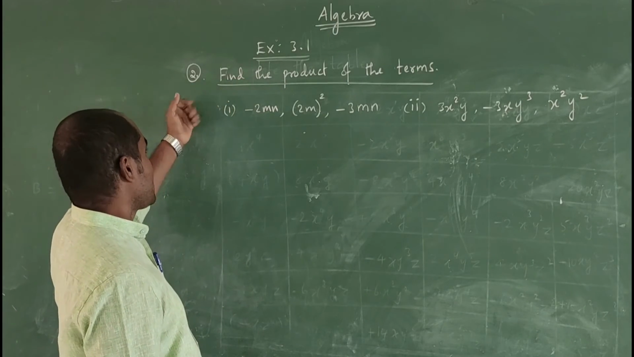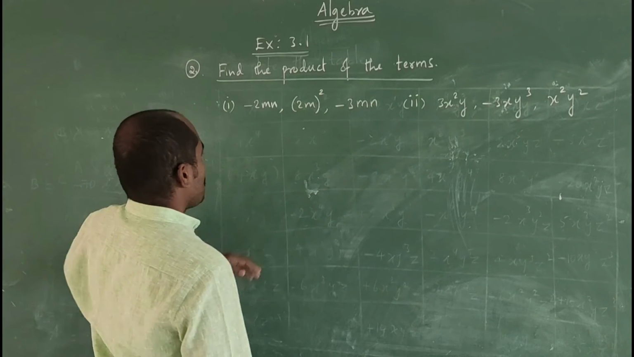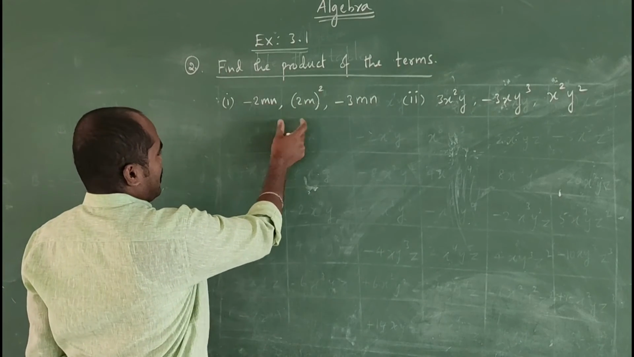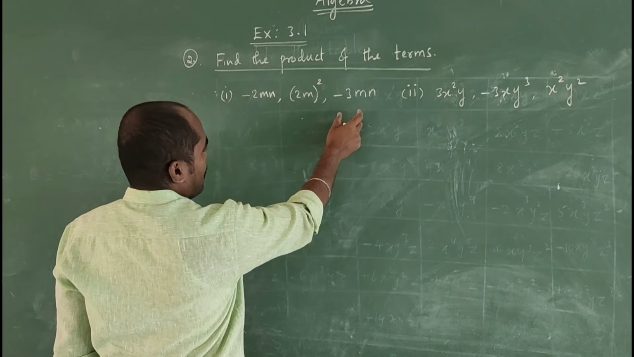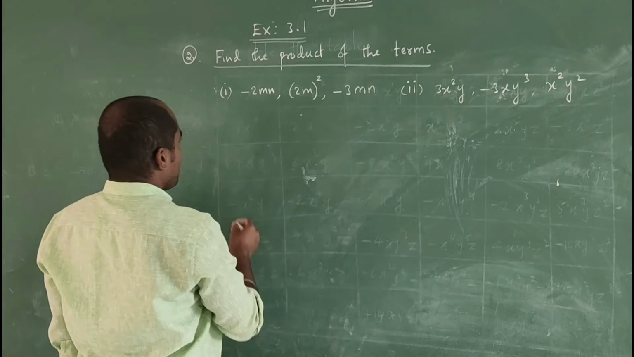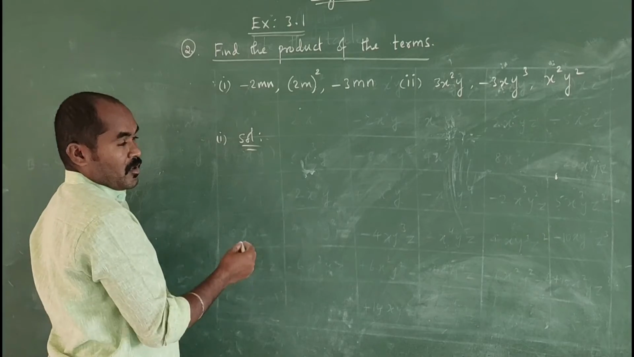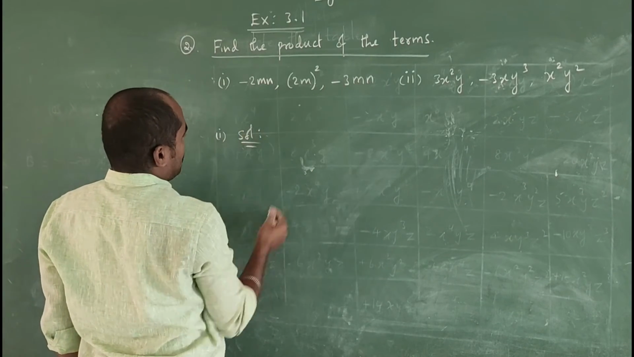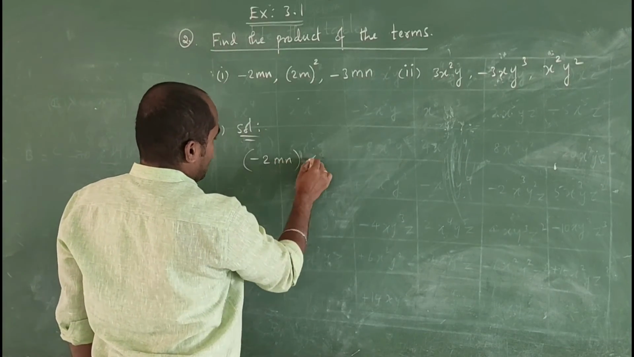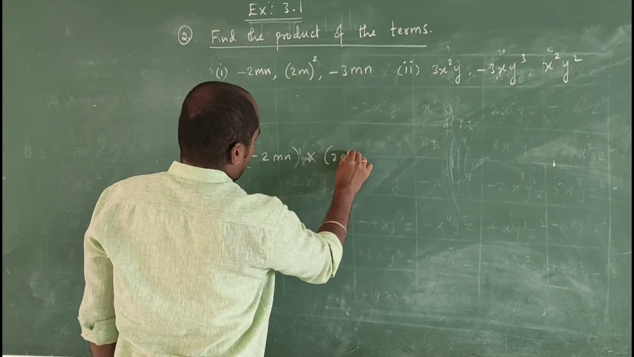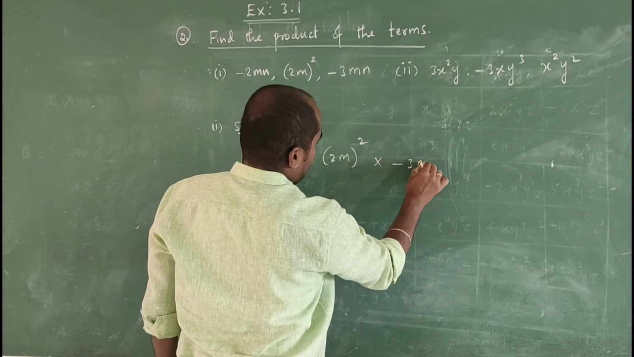Exercise 3.1, second sum. Find the product of the terms. Here we have 3 monomials: minus 2mn, (2m) the whole square, and minus 3m. First sum solution: we want to multiply these three, minus 2mn into (2m) the whole square into minus 3mn.